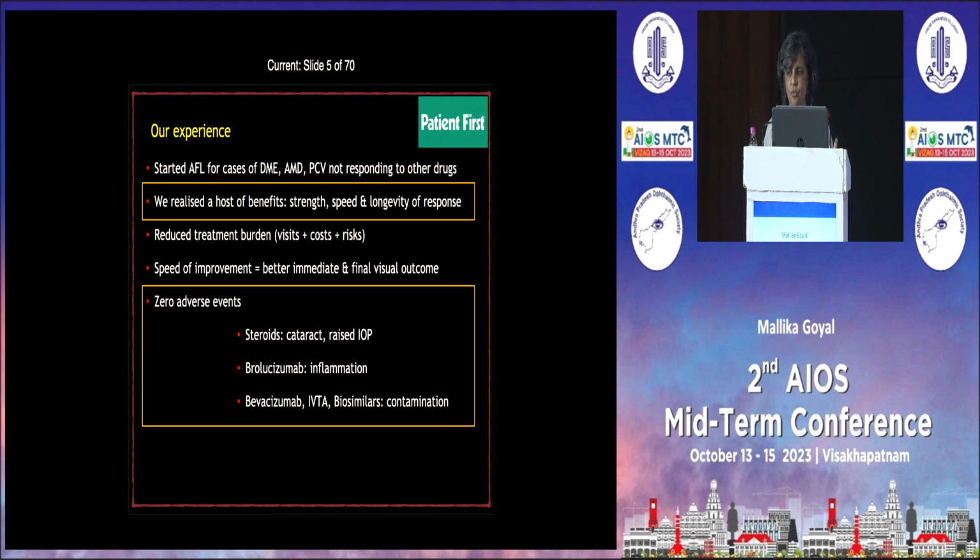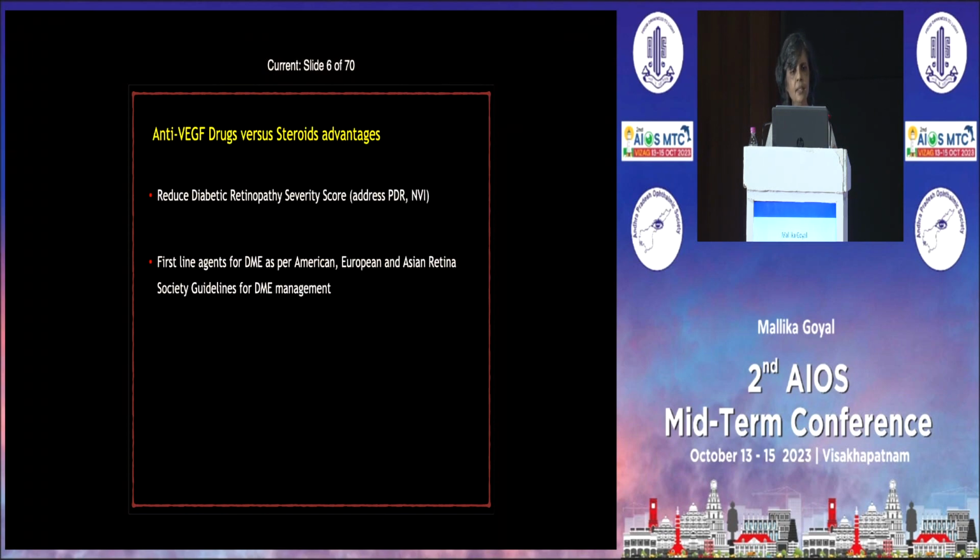Raised IOP, cataract, inflammation, contamination, none of these are there. And then the anti-VEGFs also have the advantage over steroids of reducing the diabetic retinopathy severity score, the proliferative component. And so these are the first line of agents for DME management as per all international guidelines, anti-VEGF drugs over steroids.